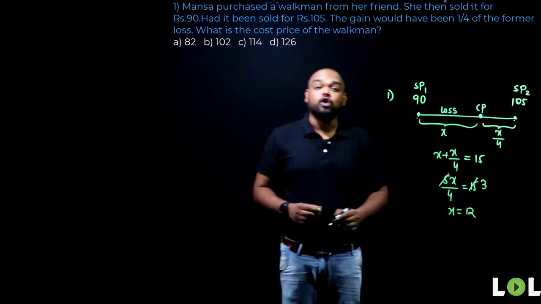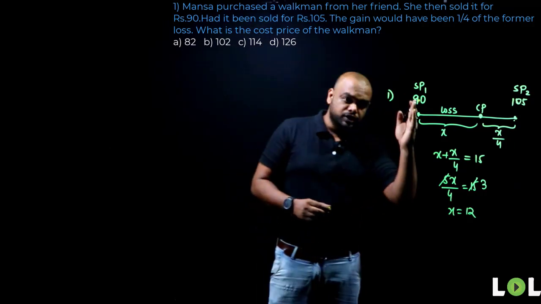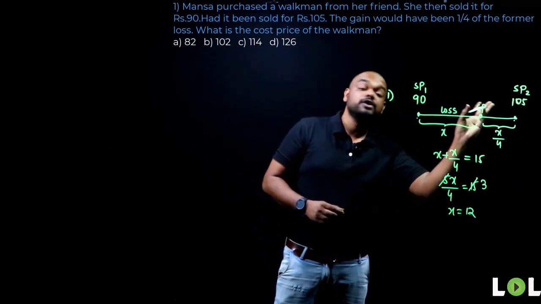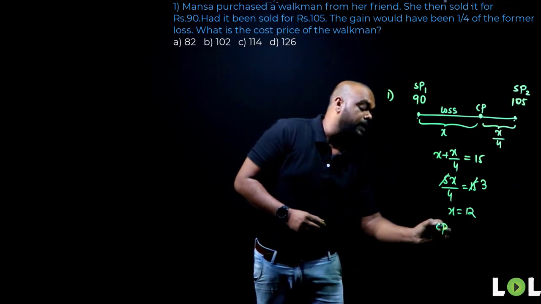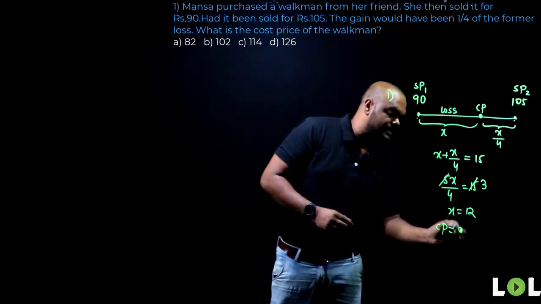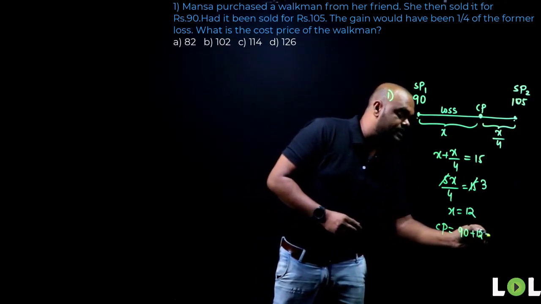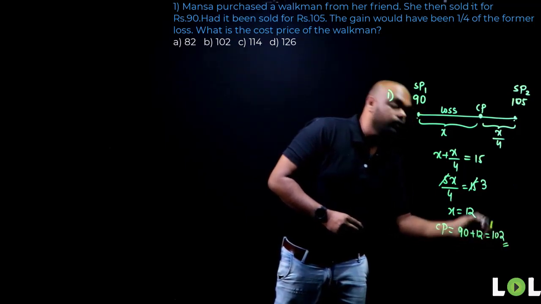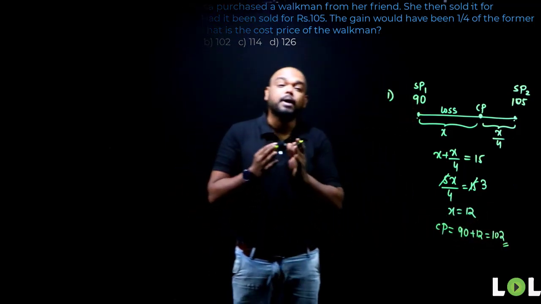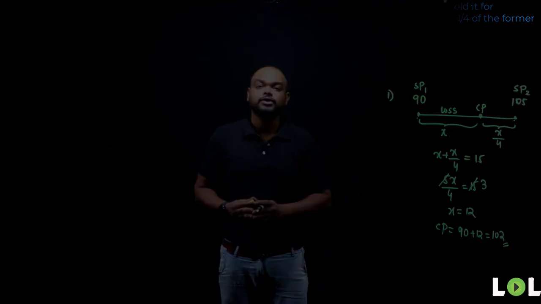But we need a cost price. To this value, if I add this X, we should get the cost price. So cost price is equal to 90 plus X, which is 12. So that is 102 rupees. Do we have the option? Yes, option number B is our final answer for this question.